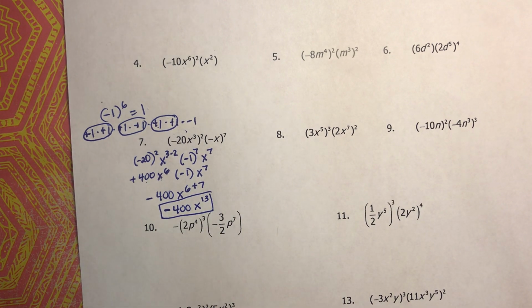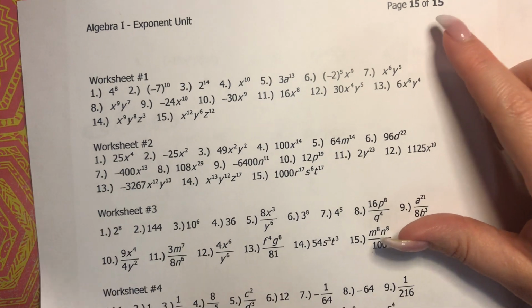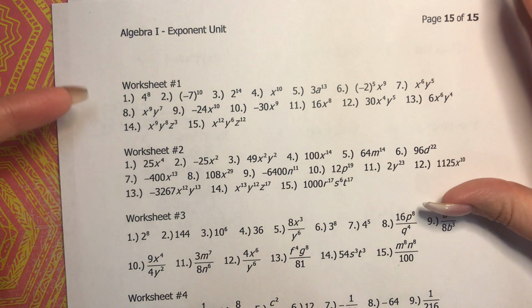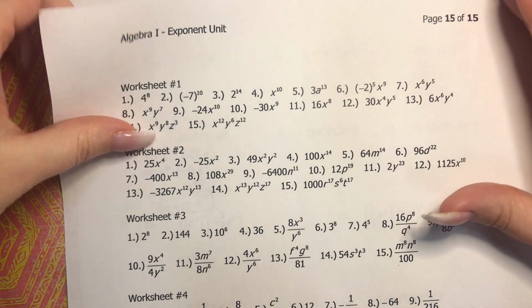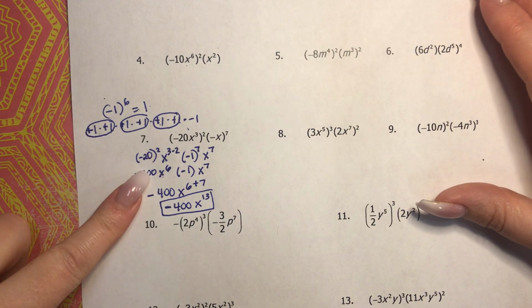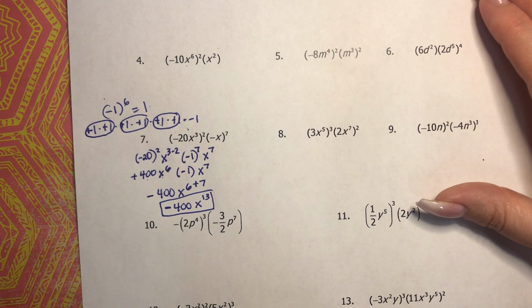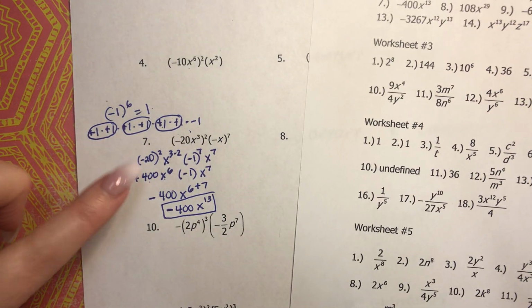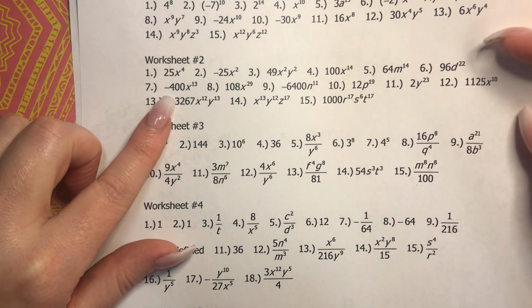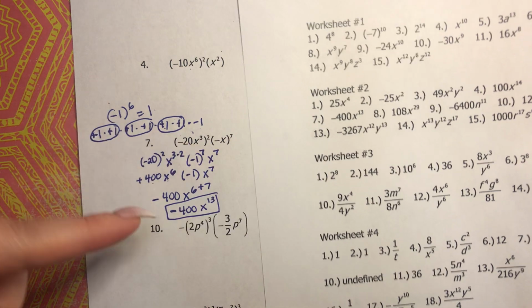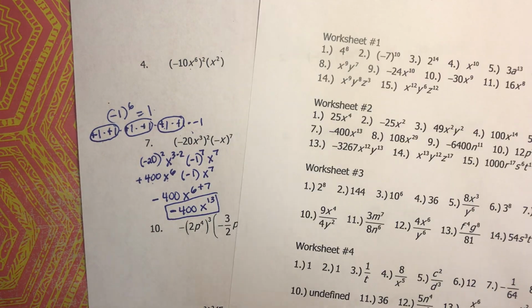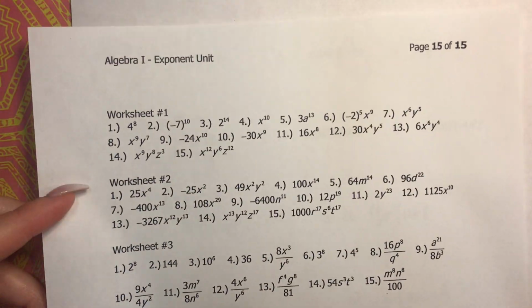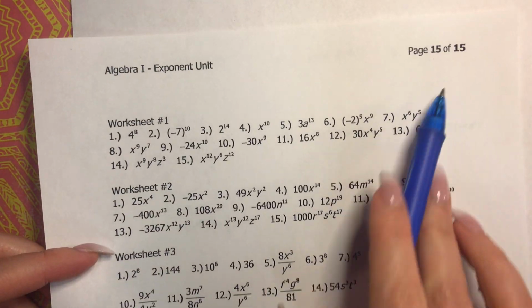The thing I forgot to tell you in the last video is that on one of the last pages, page 15 of 15, that's where the answers are to check your work. So if you look here, we did number 7. We got the answer negative 400 x to the 13th. This is worksheet 2. So if you go to worksheet 2, number 7 is negative 400 x to the 13th. So we got that right. Woohoo! So that one is correct. Just make sure that you check your answers on this page 15 of 15.